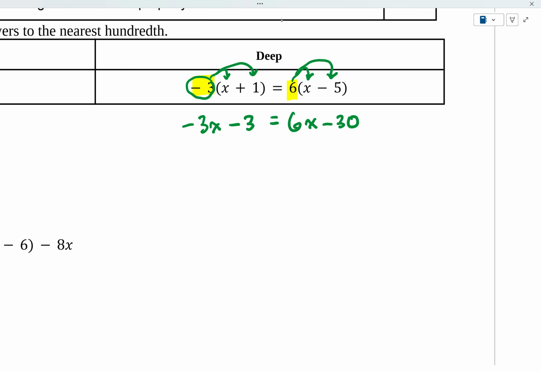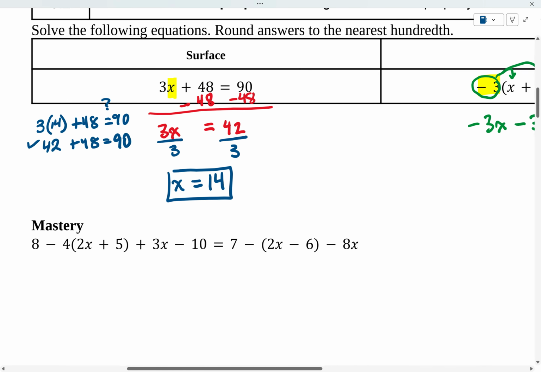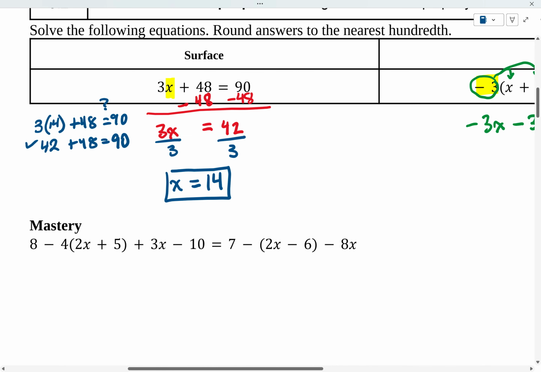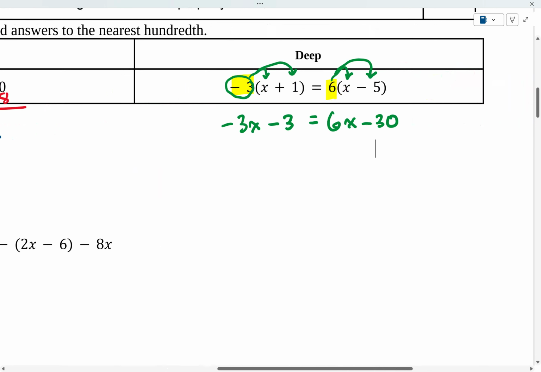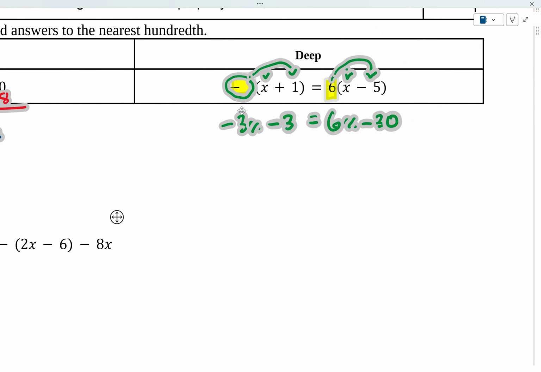Now, this is different from the last one, right? Like a variable was all by itself on one side already, and on this one, you have a variable on each side. So I'm going to give you my pro tip. I'm going to put a little star above the -3x right here, and I like to find the smaller of the two variables. So for example, -3x is smaller than the 6x.